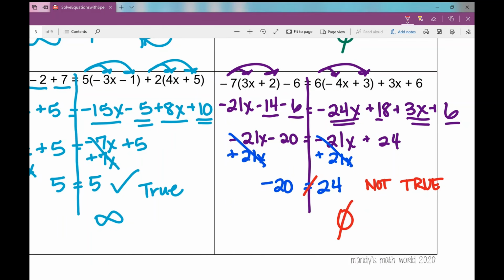So that concludes our notes over solving equations with special solutions. I hope it was helpful.